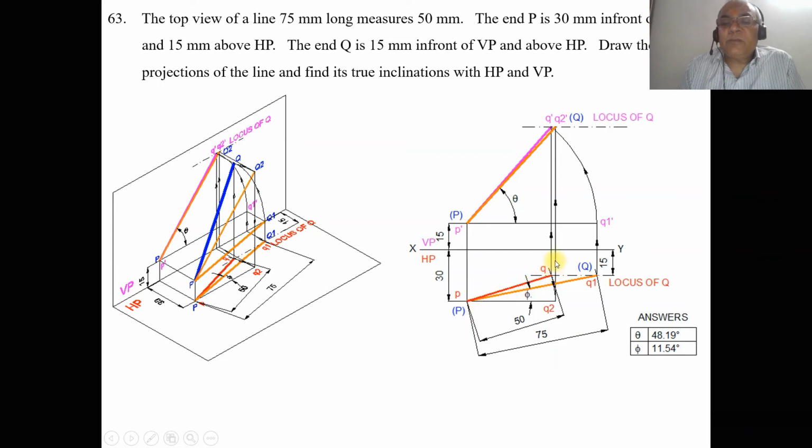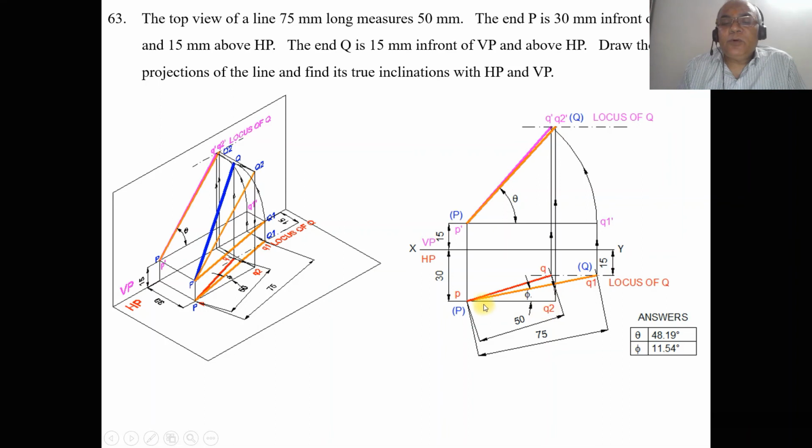Then from Q, you draw a vertical projector to the front view, because the front view point should lie on this end projector. Since you have the top view true length, from Q1 you draw a vertical projector up to the locus of P in the front view. You mark this point as Q1 dash, and then using the compass with P dash as center, taking the radius of P dash Q1 dash, draw an arc such that it cuts this end projector line which you have drawn from the top view. You mark this point as Q dash, then join P dash Q dash with a dark line. Then through Q dash, you draw a horizontal dash dot line, and you mark this as the locus of Q.